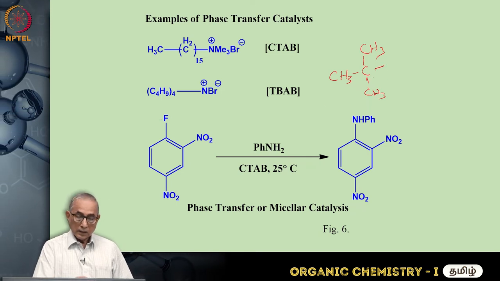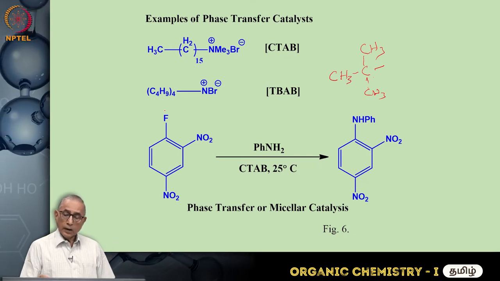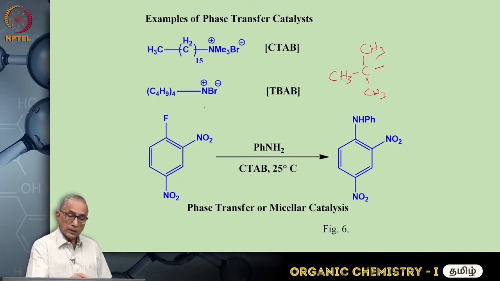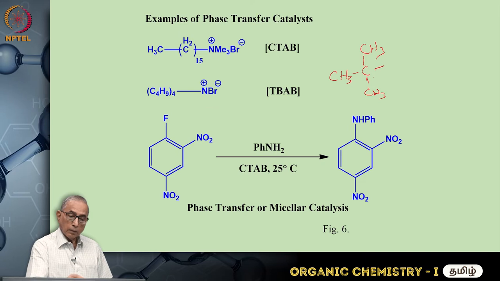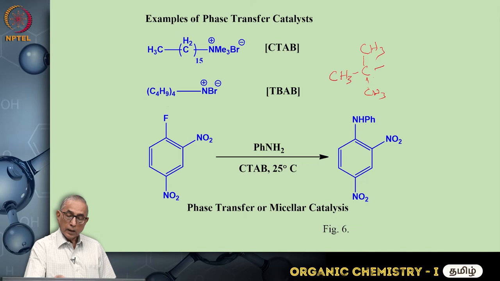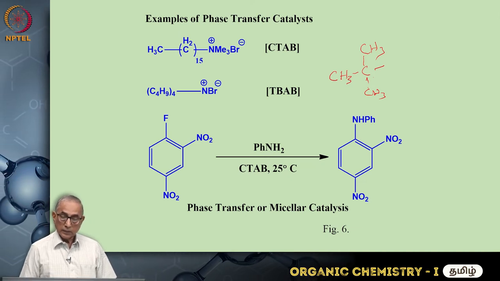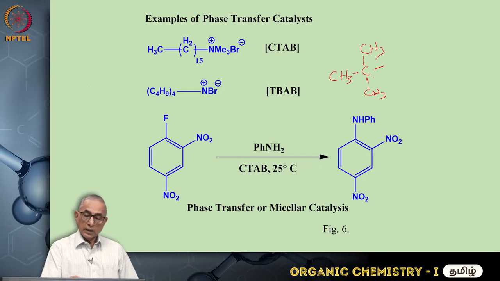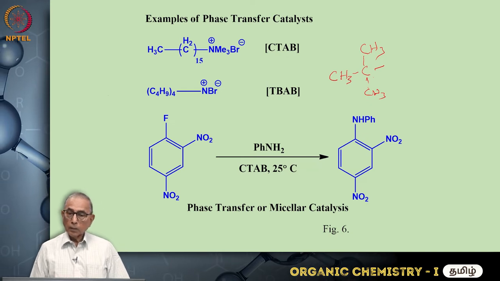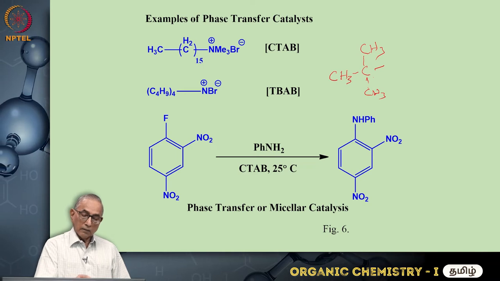So, this is the C4H9, attached to the amino group. This is four carbons put on the nitrogen, with a positive charge: tetrabutyl ammonium bromide. This is the other phase transfer catalyst. In the catalyst, depending upon the polarity of the solvent, it can be either one or the other, polar or non-polar.